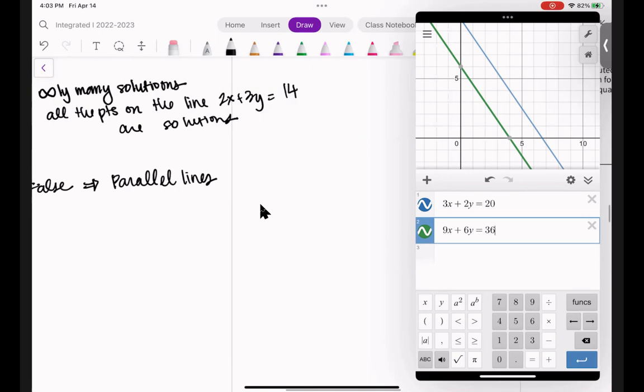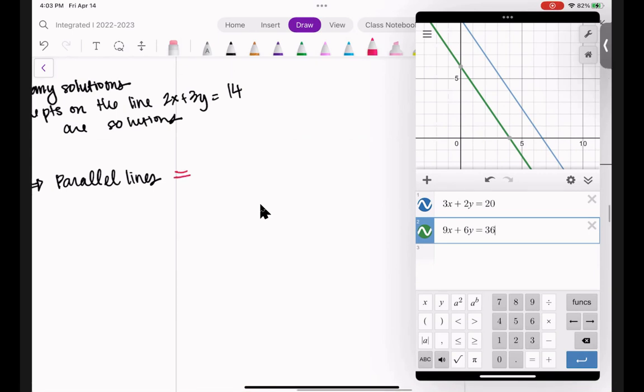But that doesn't help you, right? Because I'm looking for their intersection. So they don't have an intersection. So what does that mean? So this implies that the answer is no solution. And what does no solution mean? It means there are no points that these two equations have in common.